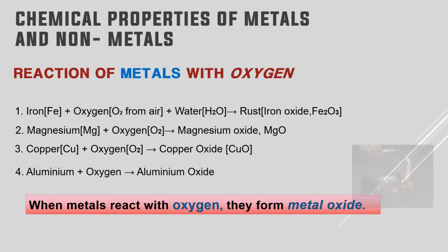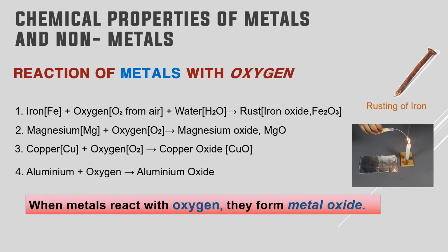So note these exceptions, okay children. Today we will learn the chemical properties of metals and non-metals. First we see the chemical properties of metals. First one, reaction of metals with oxygen. Very important, children.